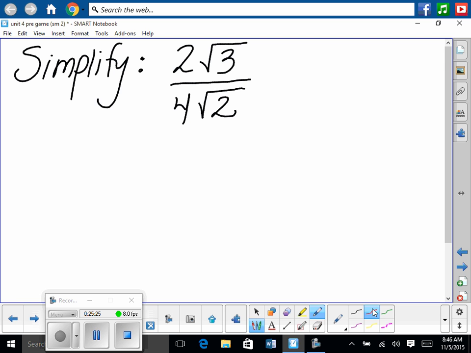All right, so first of all, the problem is the radical in the bottom. The 4 is not the issue here. Does everybody understand that the 4 is not the issue? The 4 is fine. Leave it alone. We do need to fix the square root of 2. So we multiply the top and the bottom by the square root of 2.